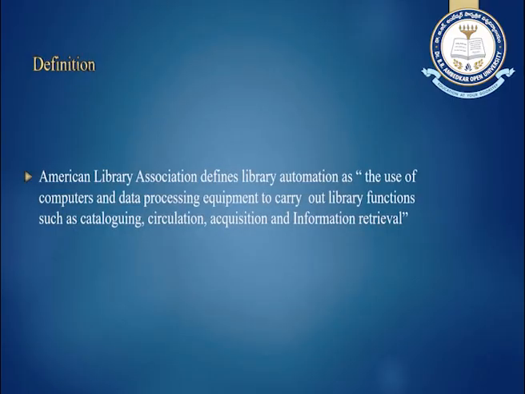What is the definition of library automation? The American Library Association defines it as the use of computers and data processing units to carry out library functions such as cataloging, circulation, acquisition and information retrieval. Manual cataloging cards and circulation cards were very time consuming because they were manually maintained according to due date slips, due date cards and author cards. Similarly, cataloging cards were also difficult to manage because we had to write them manually and then get them typed. So, that was very time consuming.